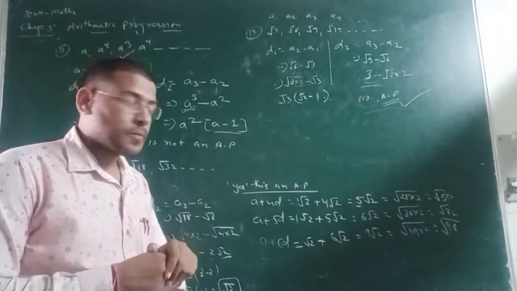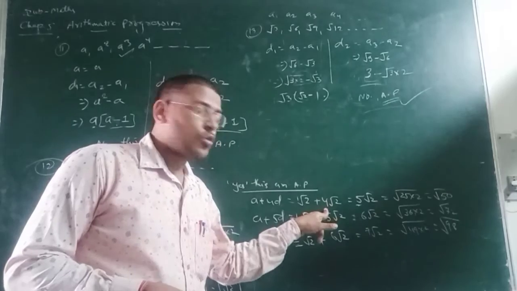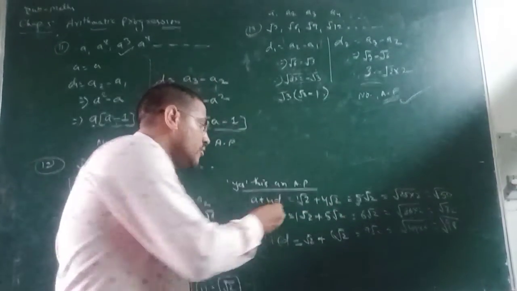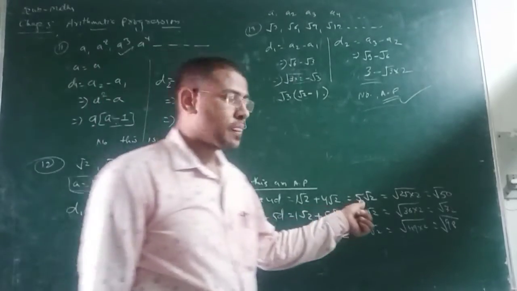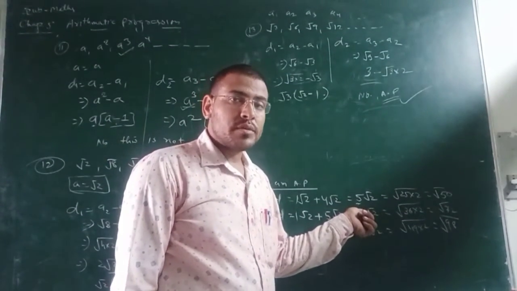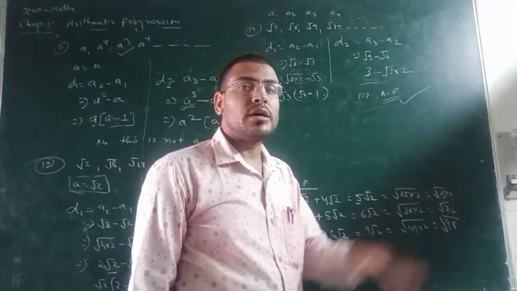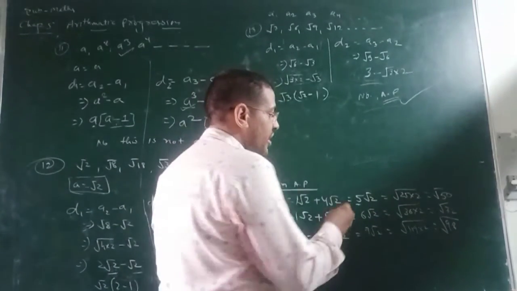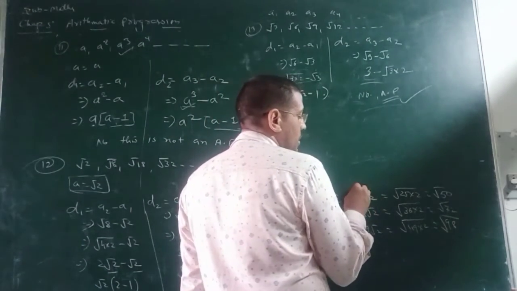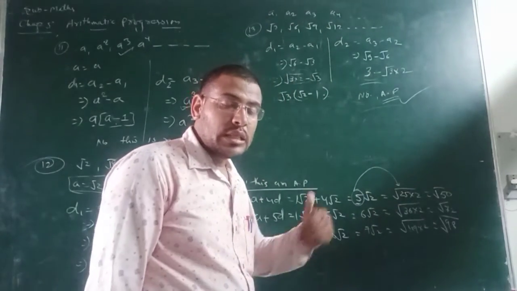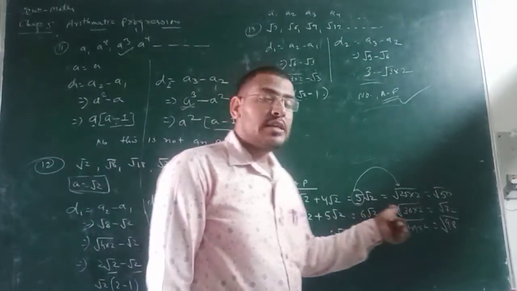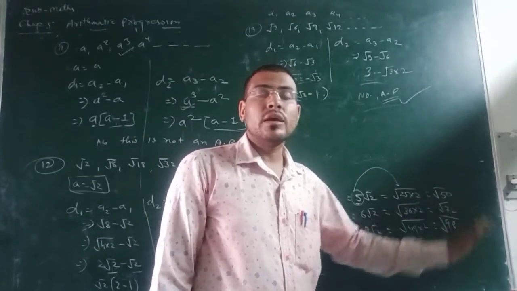So what is to be done? 4 root 2 and it is only 1 root 2, so 4 plus 1, 5 root 2. This is also an answer, but you can put it in another way. Root 5 is outside the column, and when it goes inside the root it will be 25 inside. Now 2 is already there, so 25 into 2 will be 50.